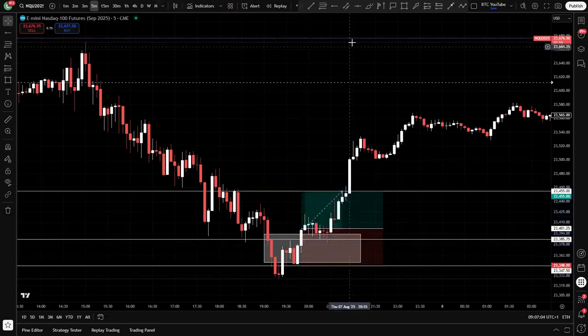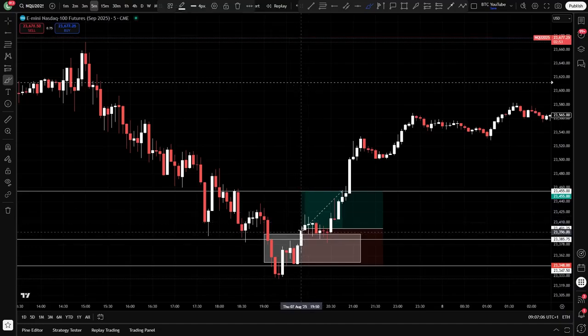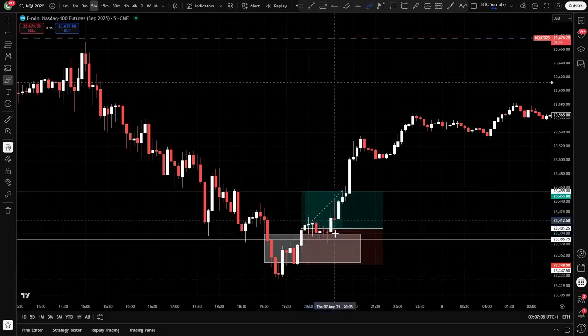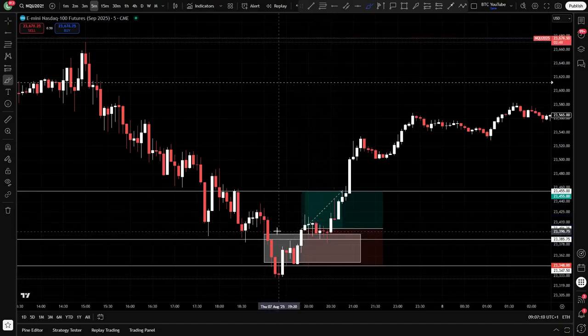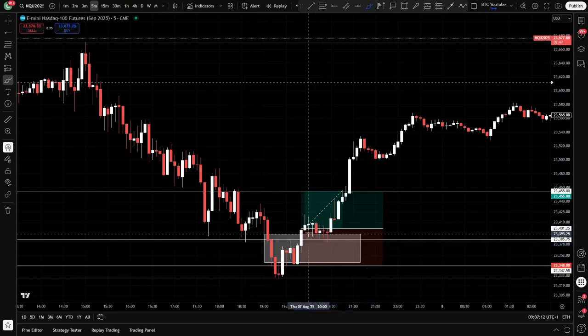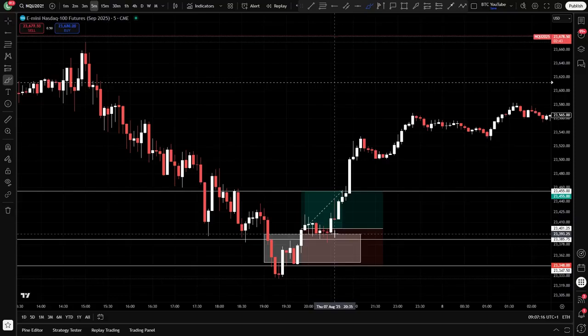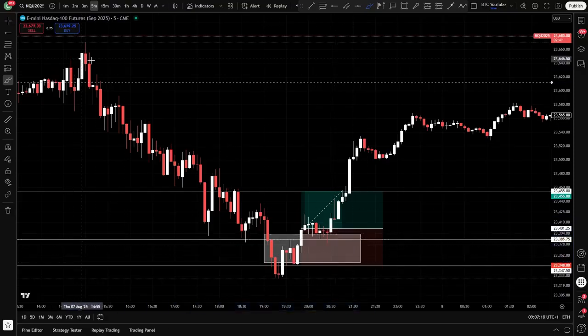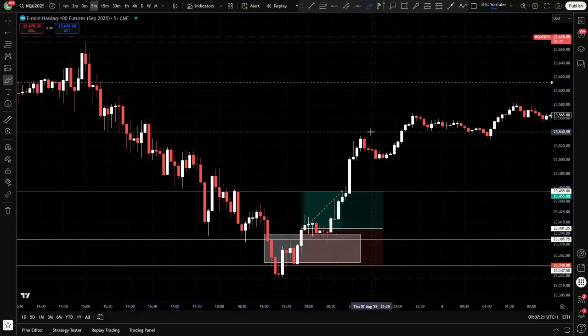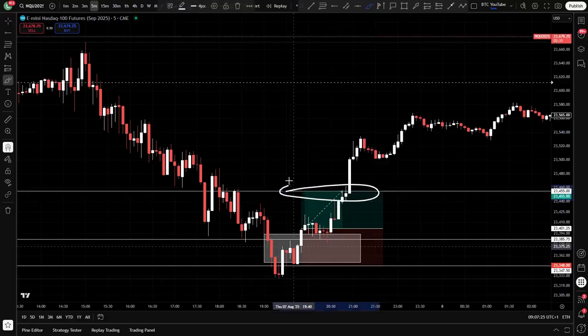This one took a little while to play out. You can see the momentum here wasn't great. It took about half an hour for us to start moving up, but you can see back testing this fair value gap, we never even closed back inside the fair value gap, which I think says a lot about the strength of this area here, especially after such a big drop. You're probably expecting a retrace. And you can see then we started to move up nicely. We obviously hit the 1-for-1.